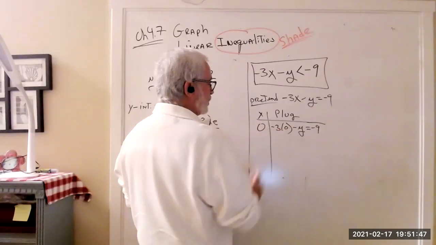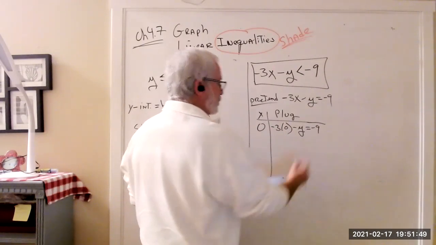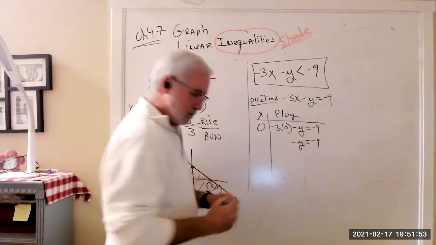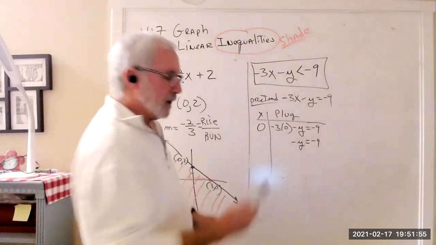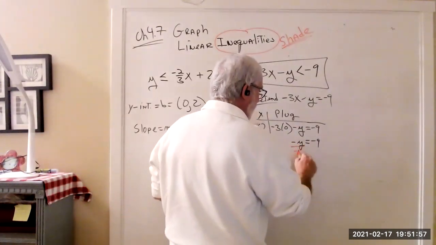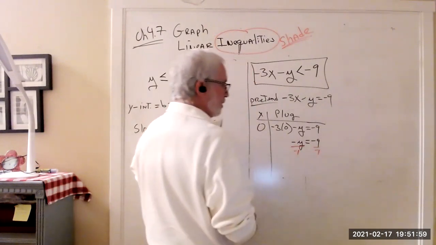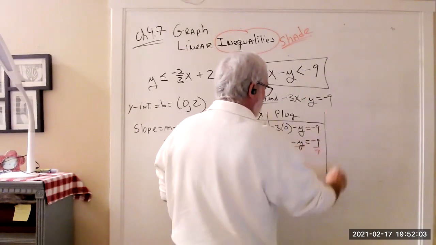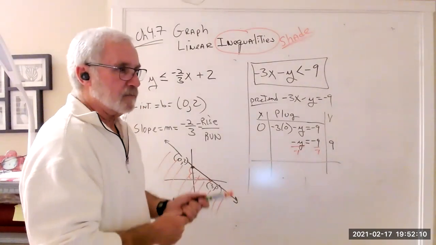What's negative 3 times 0? 0. So this becomes negative y equals negative 9. But I want to get y, so I divide by negative 1. So this gives me y equals positive 9. You're just doing all that equation solving.